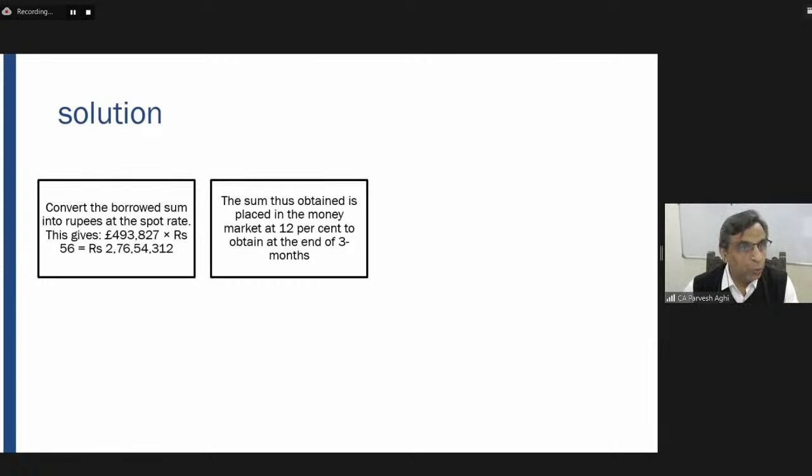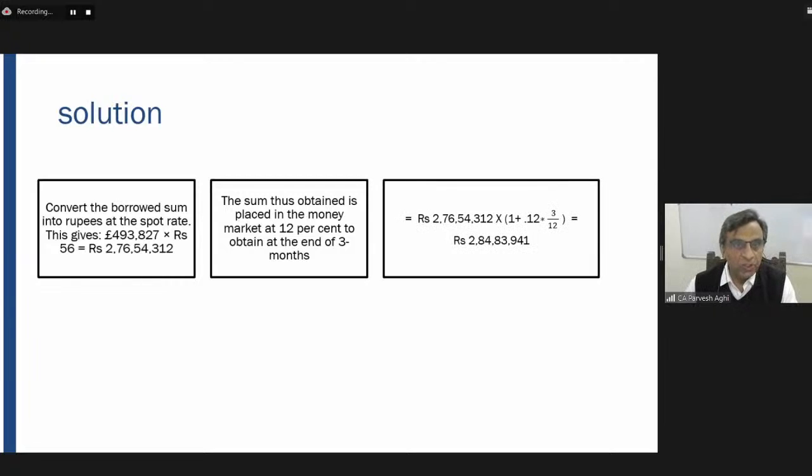Okay, so now he is going to invest this money at 12% for 3 months. So that is 2,76,54,312 times (1 plus 0.12, that is a 12% rate, times 3 months divided by 12). So that means after 3 months, his money is going to grow to 2,84,83,941 rupees. So this is the money which is going to be generated from his investments.